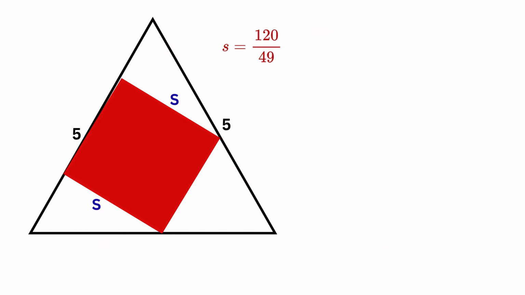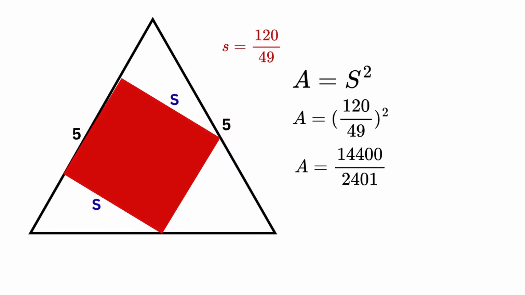Now, it's pretty easy to find the area of the square. Since the area is equal to the side squared, we're just going to substitute the value for our side. And by squaring everything, we will get that this is equal to 14,400 over 2401. By simplification, it is approximately equal to 6 square units. And that is our solution.